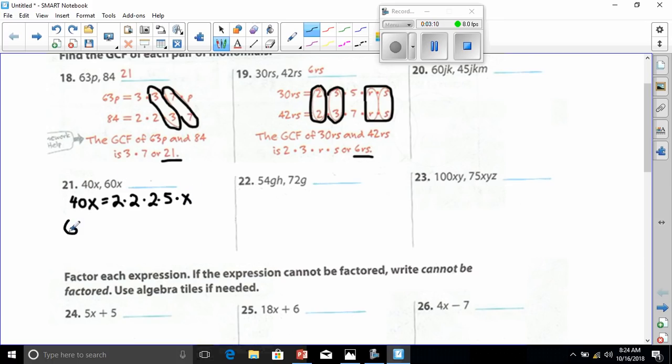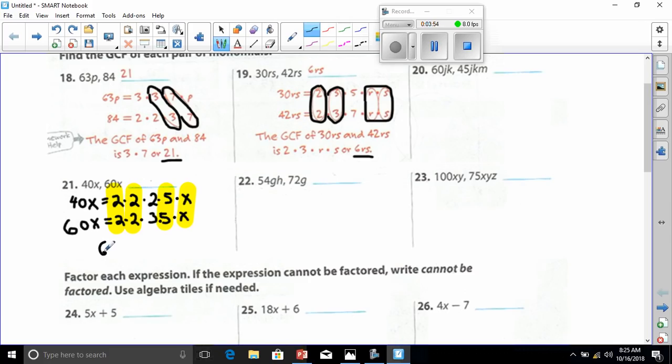Next is 60. If I take 60x, I know it's divisible by 2, which gives me 30. Well, 30 is divisible by 2, which gives me 15, and 15 is divisible by 3 times 5. Now let's find the things we have in common. I'm going to highlight them here. And we see that 2s are both in 40 and 60, and 5, and x. And now we simply go ahead and put them together. Well, 5 times 2 is 10, 10 times 2 is 20, and then there's x.